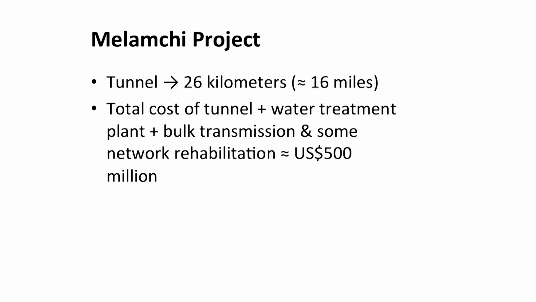The total cost of the tunnel, plus a water treatment plant, plus bulk distribution and some network rehabilitation, is estimated to be about $500 million US. More money is needed to expand the distribution network and the wastewater collection system, and also wastewater treatment plants are needed in Kathmandu. So you can clearly see here the large amounts of capital required and the essential role of financing. I suggest you do some rough estimates to see what the Melamchi project would cost households in Kathmandu per month if they had to repay a loan for this project.